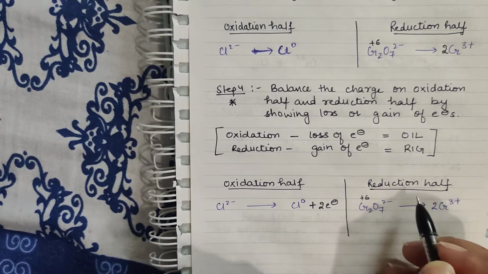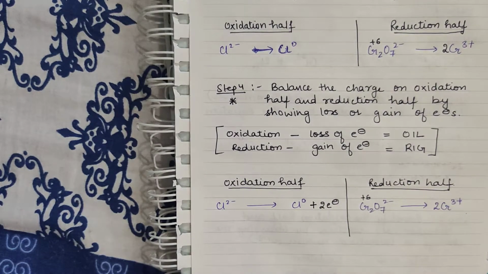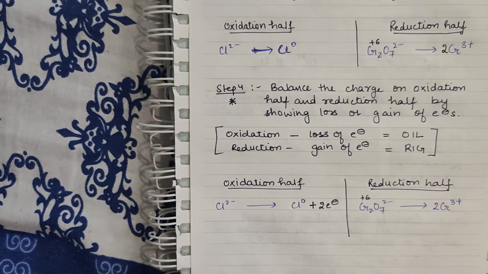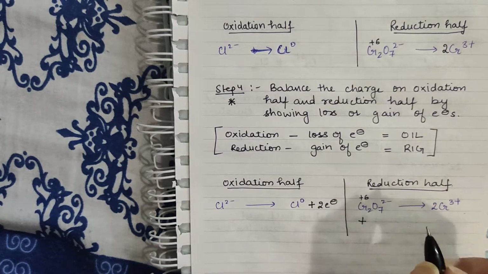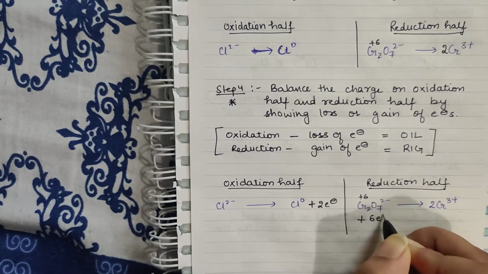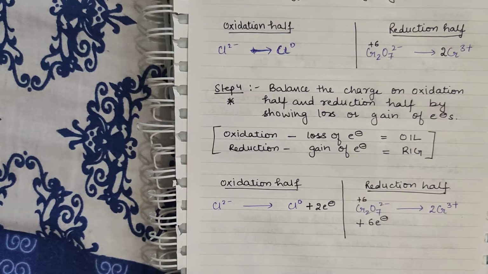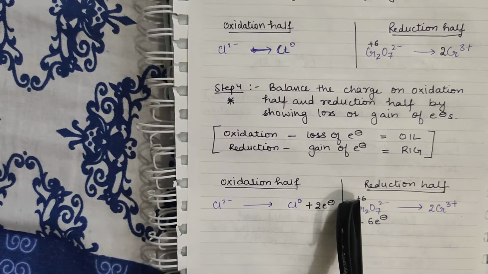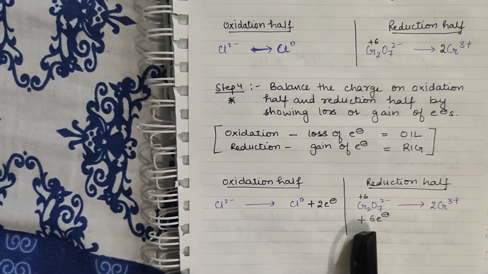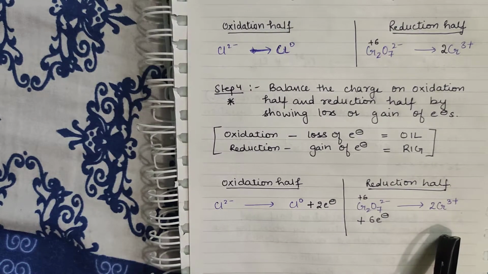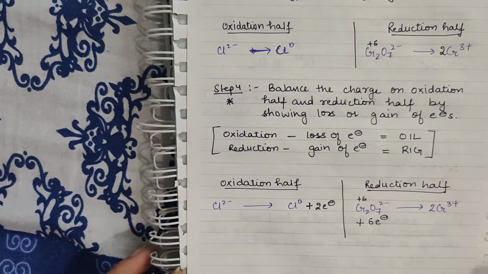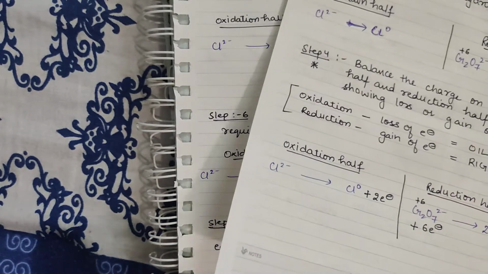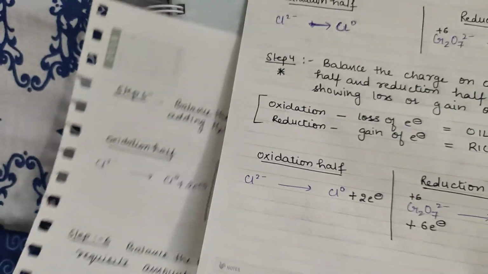Now reduction means gain of electrons, and those electrons which are gained I will represent on the reactant side. So to balance the equation, I'll write plus 6 electrons. Now if you observe carefully, 12 minus 6, how many electrons? 6 electrons. Towards this side, how many electrons? 6 electrons. So the charge is balanced on both sides for both the oxidation and reduction half reactions. Let's move on to step 5, sorry.